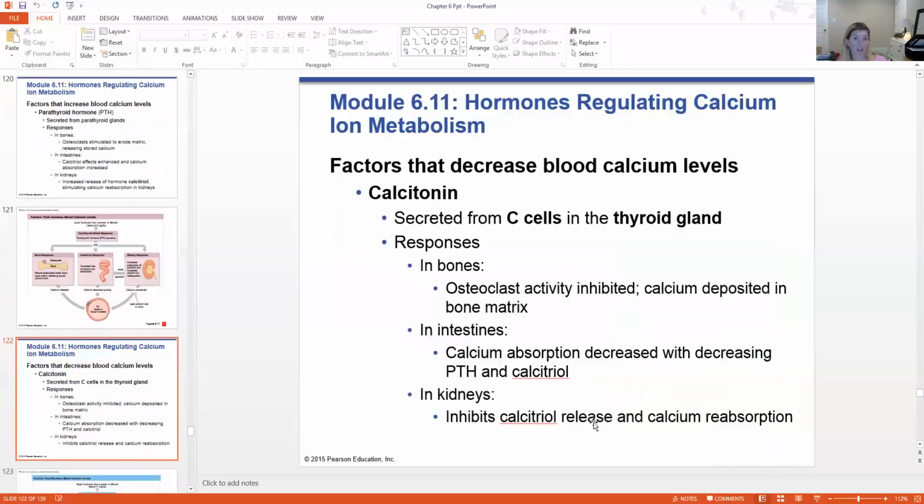Calcitonin does the opposite. Calcitonin is going to decrease blood calcium levels. Calcitonin is secreted from C cells that are in the thyroid. Sorry, it's going to activate osteoblasts and inhibit osteoclasts. There we go. Calcium is going to be deposited instead of released. In the intestines, calcium absorption is going to be decreased. And in the kidneys, calcitriol will not be released, and calcium reabsorption will not occur. Calcium will be secreted in the urine.